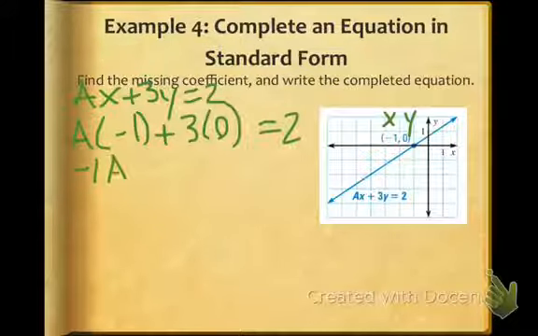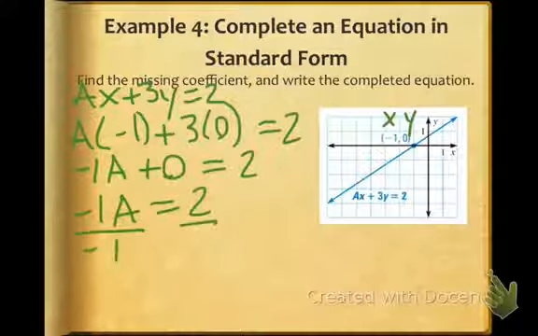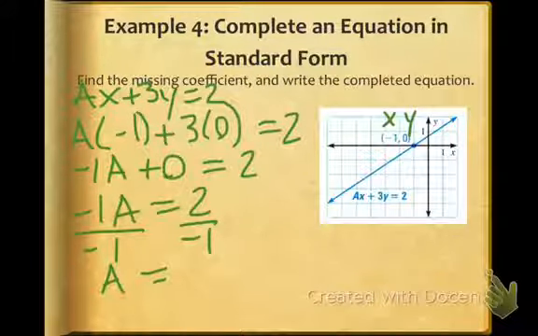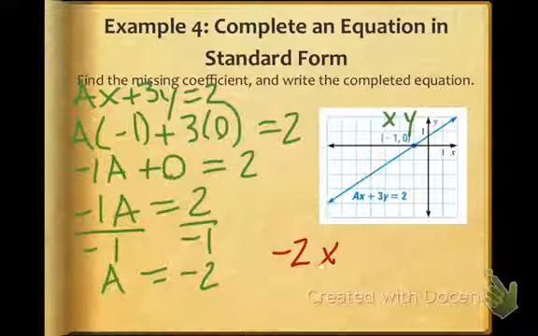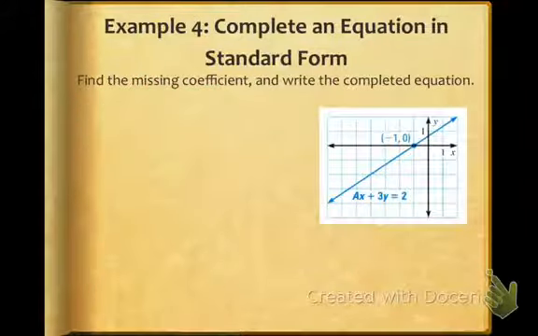So negative 1a plus 3 times 0 equals 2. And that's the same as negative 1a equals 2. And to get a by itself, I'm going to divide by negative 1 on both sides. So I know my a, my coefficient of the x, has to be 2 divided by negative 1, which is negative 2. Now remember, we're being asked to write the equation in standard form, so I need to go back and plug it in. So negative 2x plus 3y equals 2. So that's my equation in standard form. And that's it for this section.